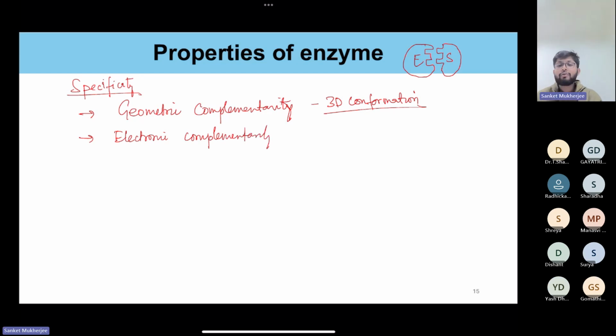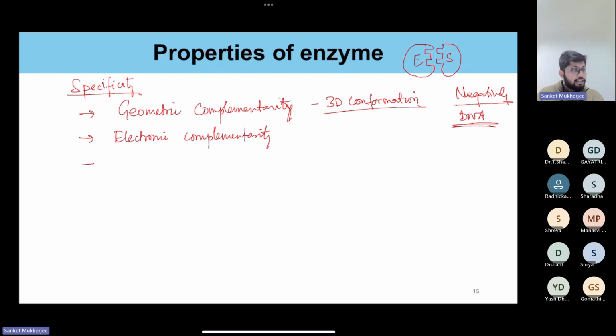So when we are talking about it, it means the electronic charges which are used. Let's say if we talk about DNA, which is negatively charged, all the enzymes which function on DNA will have a positive charge usually. So electronic complementarity is also there. Specific amino acids which interact with the DNA, at least they will have positive charge, if not the entire protein.